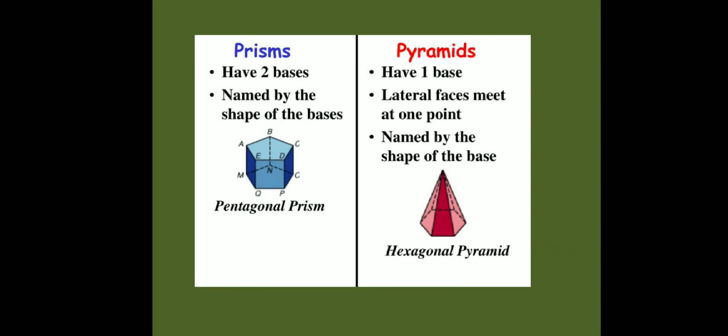What is the difference between prisms and pyramids? Prisms have 2 identical bases, whereas a pyramid has only one base. Prisms are named by the shape of their bases, such as a pentagonal prism, and pyramids are also named on the basis of their base. And in pyramids, lateral faces meet at one point, whereas in a prism, lateral faces are parallel to each other.